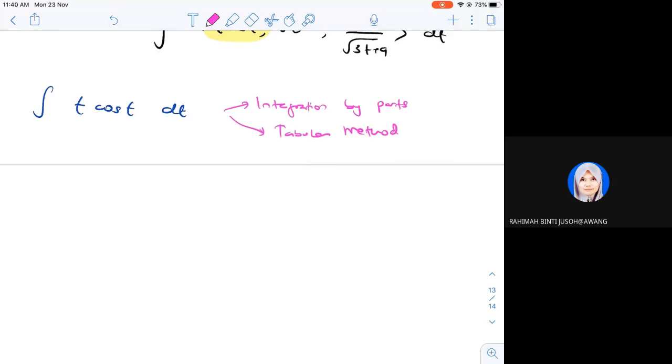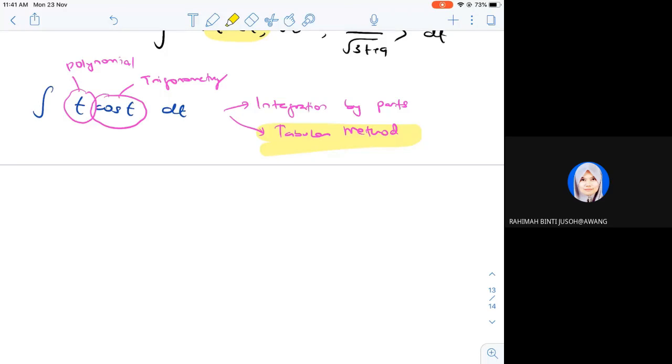In order to use the tabular method, we need to identify whether our function is a multiplication of two types of function. In this case, t belongs to the group of polynomial, and cos t is the group of trigonometry. When we encounter this type of question in integration, for differentiation we have the product rule, uv' plus vu'. For integration, we can use either integration by parts or the tabular method. For today's lecture, I'm going to show you the solution using the tabular method.